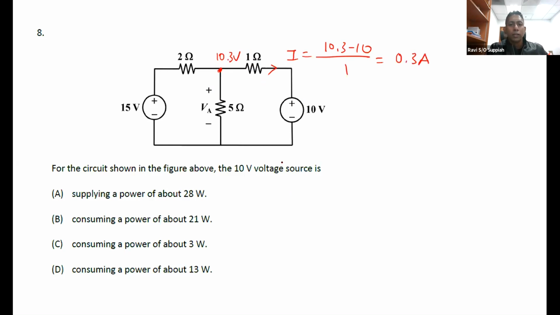Okay, and so the power is VI, correct? So VI is 10 volts, which is the source, multiplied by 0.3 ampere, which will be 3 watts. Okay, so this device is going to be consuming power of about 3 watts.